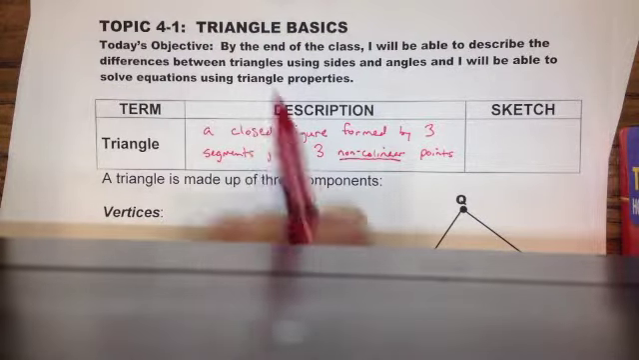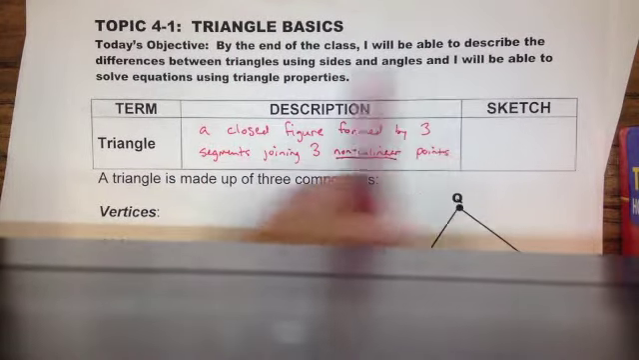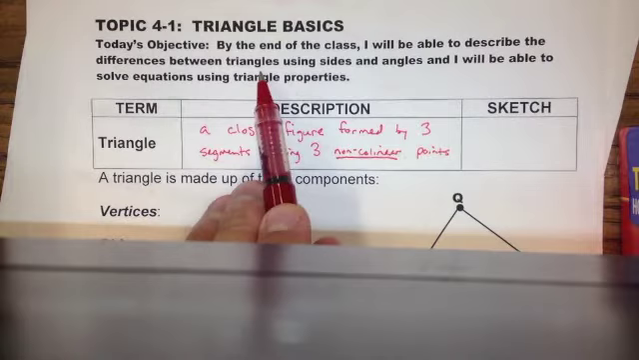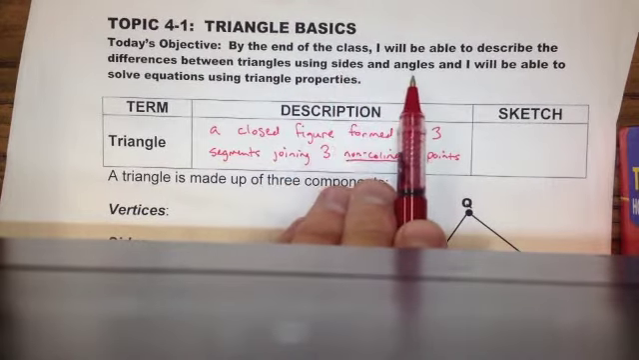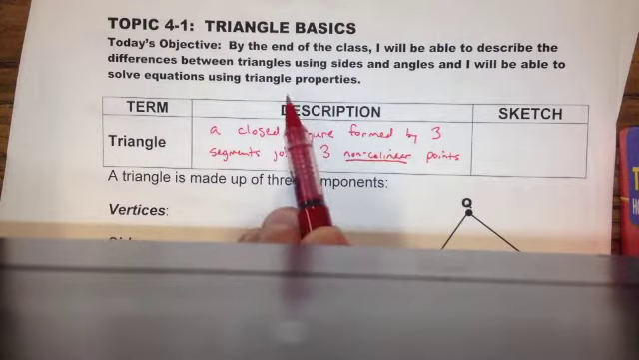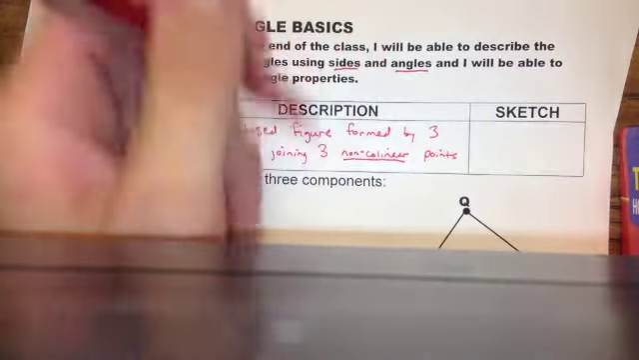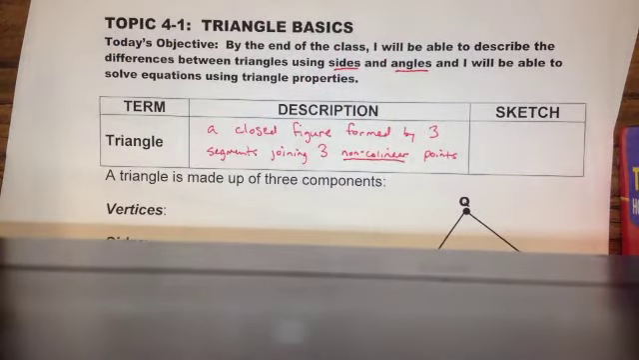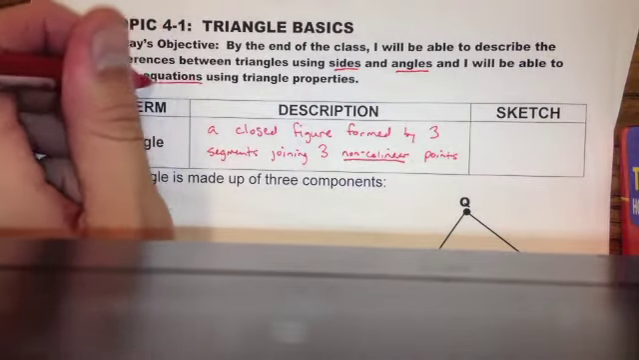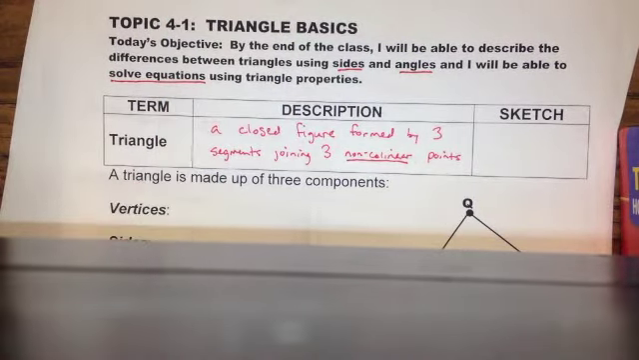Alright guys, I'm just going to chime in whenever I feel it's necessary. The objective is by the end of class I'll be able to describe the differences between triangles using sides and angles. And I'll be able to solve equations using triangle properties. A couple things I want y'all to underline. First off, sides and angles, two very different things. Next, solve equations. That is the action that we're going to be doing with this objective.